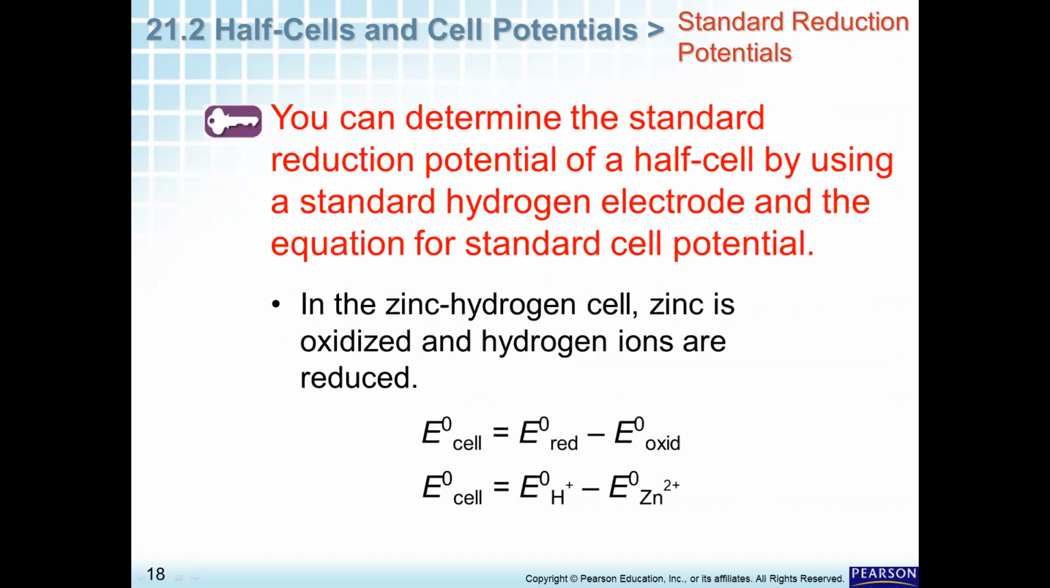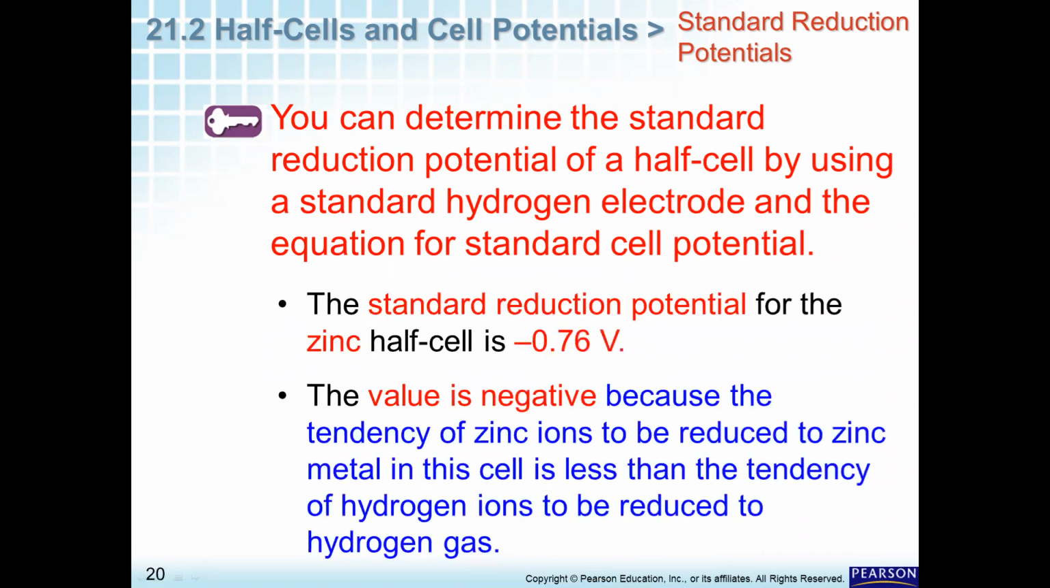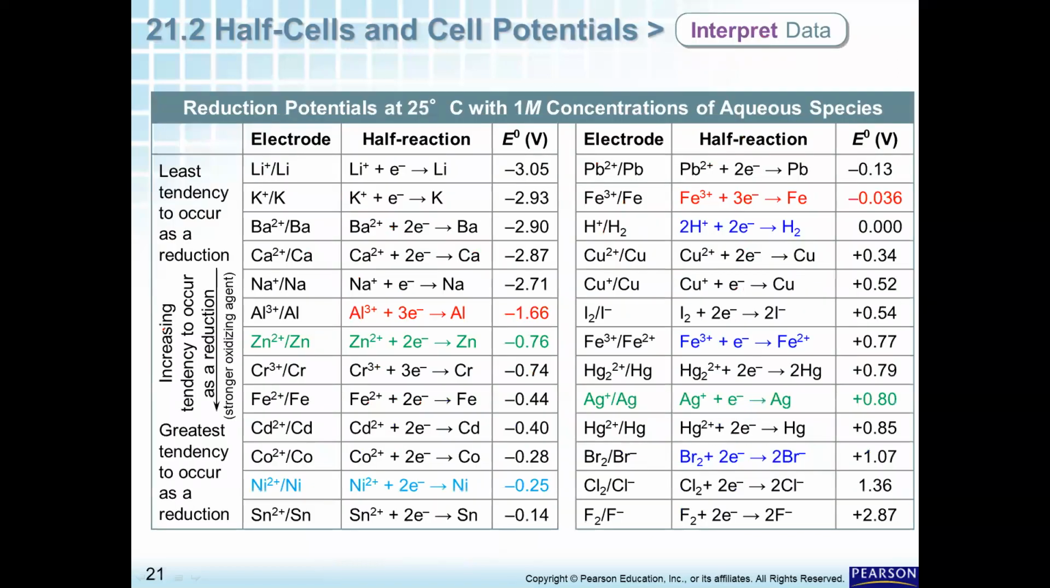Now, when you apply it, as I said, you put E of the cell, which we measured as 0.76 positive, E of the reduction, which is 0, and minus E of the zinc. So the value of E of the zinc is equal to negative 0.76. What does the negative mean? The standard reduction potential for zinc is negative 0.76, which means that the tendency of zinc ion to become reduced in the metal cell is less than the tendency of hydrogen, with negative values here.